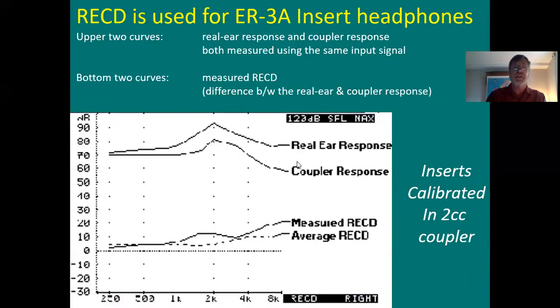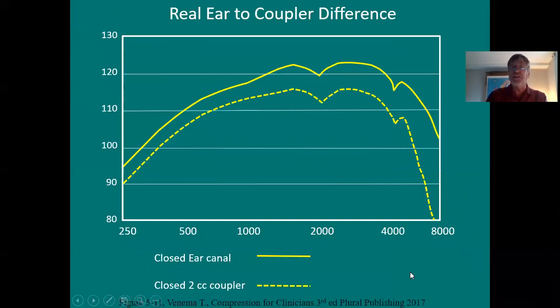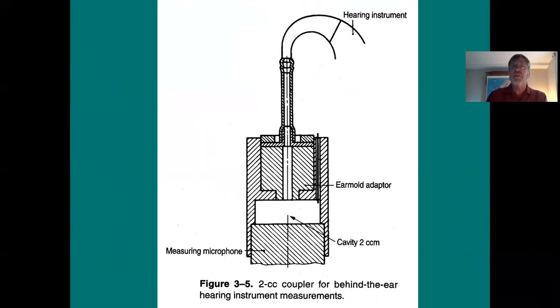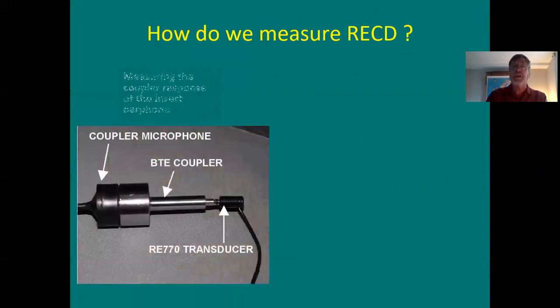Oh, here's a picture, too. Coupler response, real ear response. The difference would be real ear to coupler difference. The average RECD, about 10 dB above 1,000 hertz, about 5 dB below 1,000 hertz. In this case, they measured it. So you've got the measured RECD. And the measured RECD in this case was a little bit different from the average. So that's going to slightly change the thresholds, which will in turn change the targets. Okay, we've basically covered, and there's your RECD that I drew, and all the rest of the pack of lies that I've been talking about today.